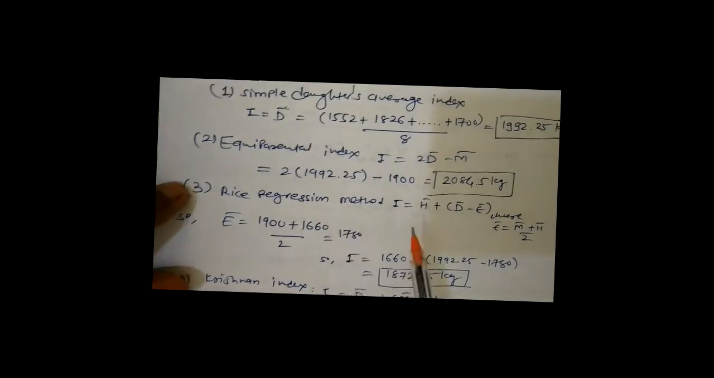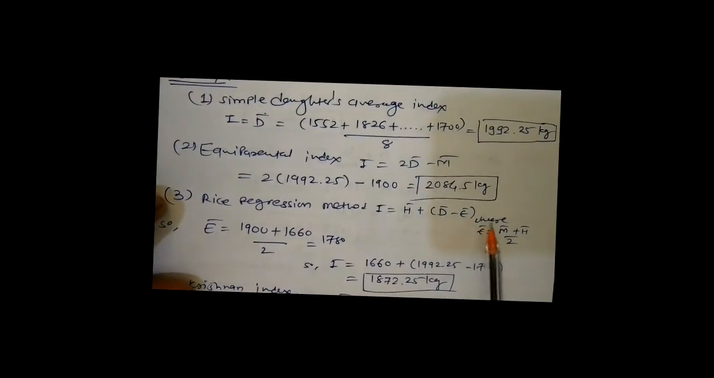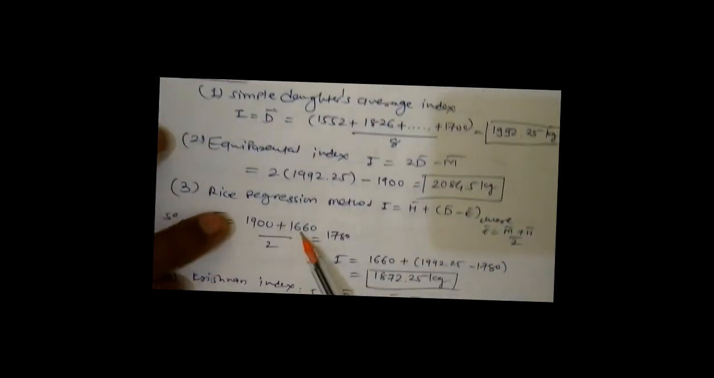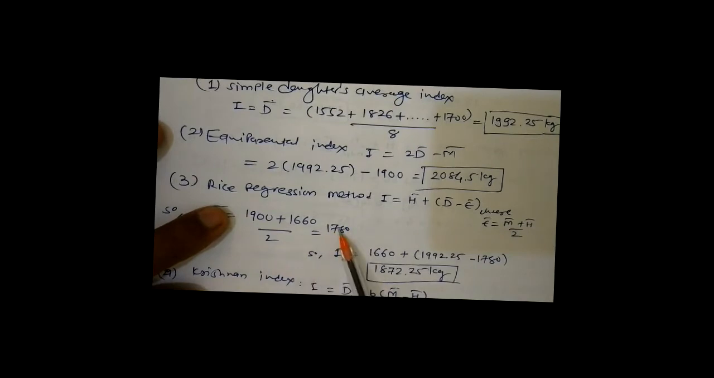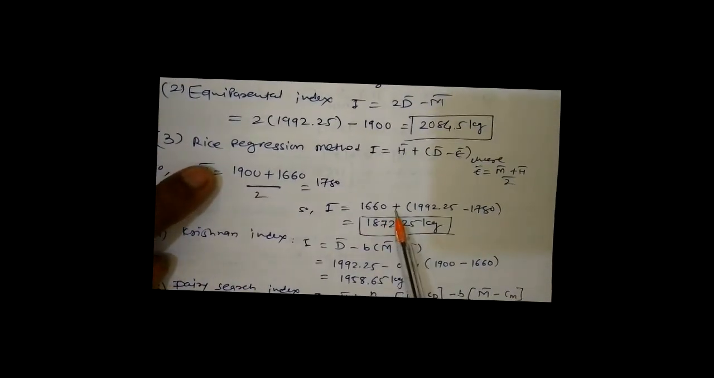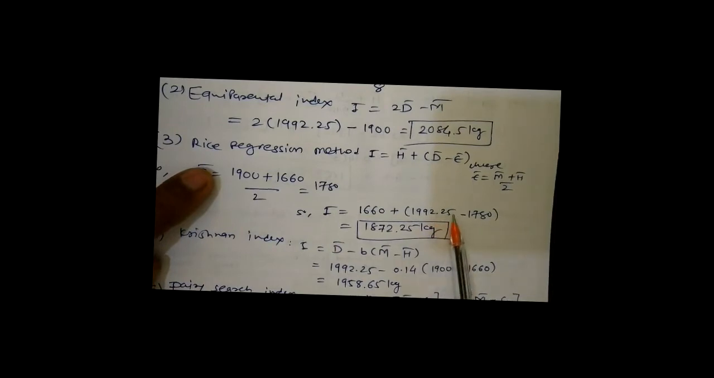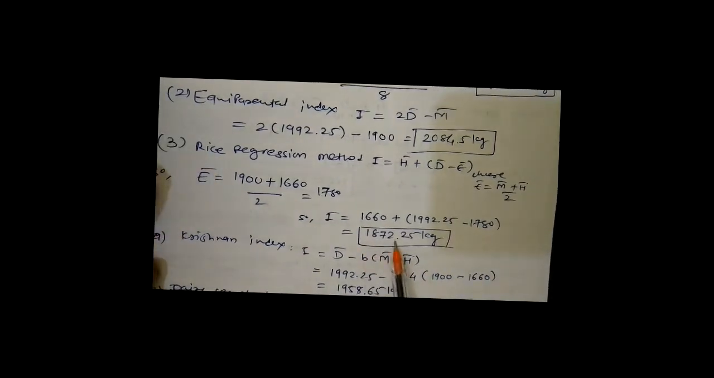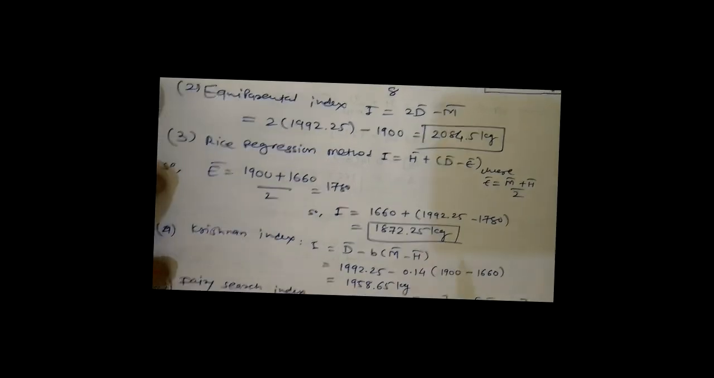Then Rice regression method, I is equal to H bar plus b into D bar minus E bar, where E bar is equal to M bar plus H bar divided by 2. So here M bar value is 1900 plus H bar, that is the herd average, divided by 2, so E bar is 1780. So I is equal to herd average 1660 plus b into 1992.25, that is the daughters' average, minus E value, that is 1780. So the index value is 1872.25 kg.